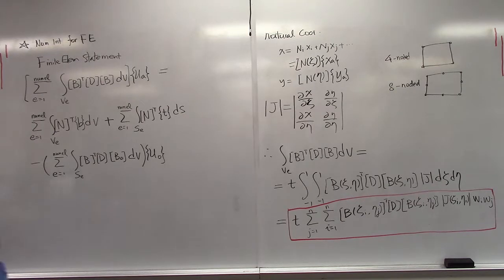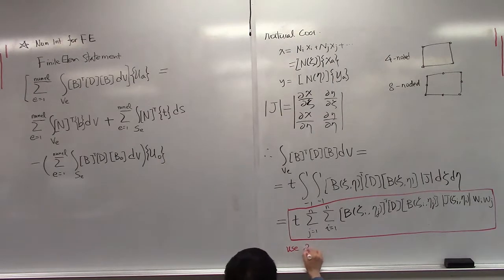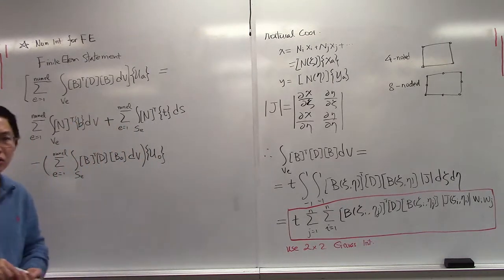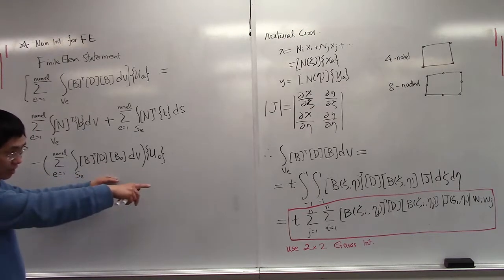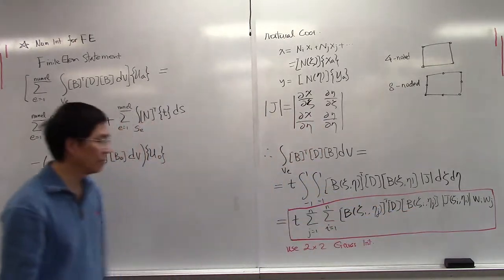Okay? We will use 2x2 Gaussian integration, okay? Because a quadratic variation, 2x2 is enough. A 2x2 integration is actually good for up to a cubic functional form, okay? So it's more than sufficient. And this one will be handled almost exactly the same way, except that B will become B0, right? The rest is the same.